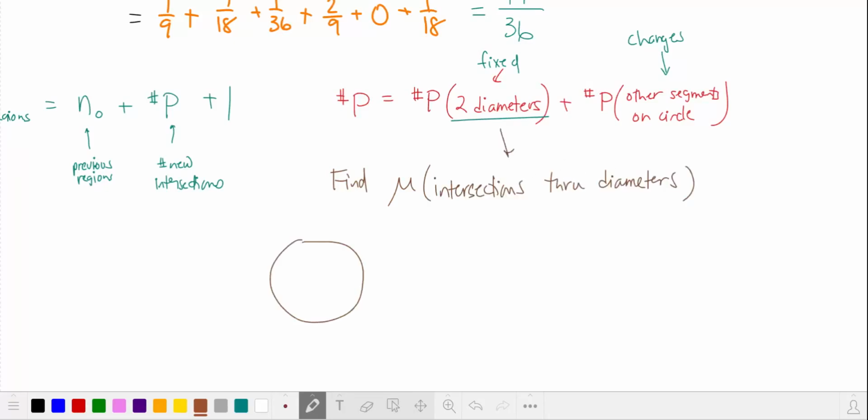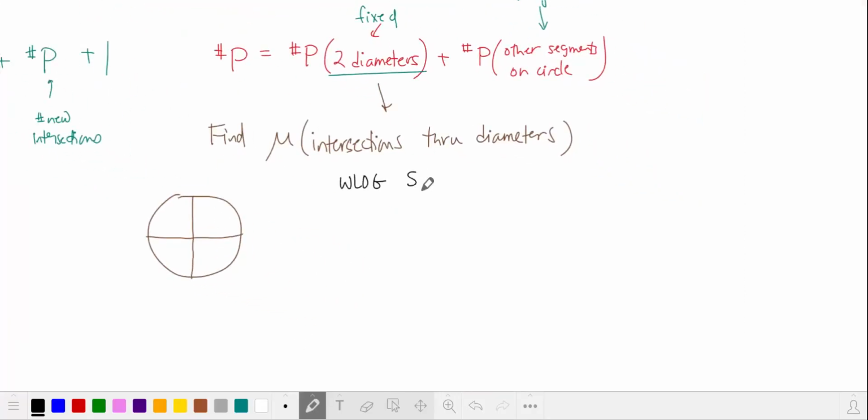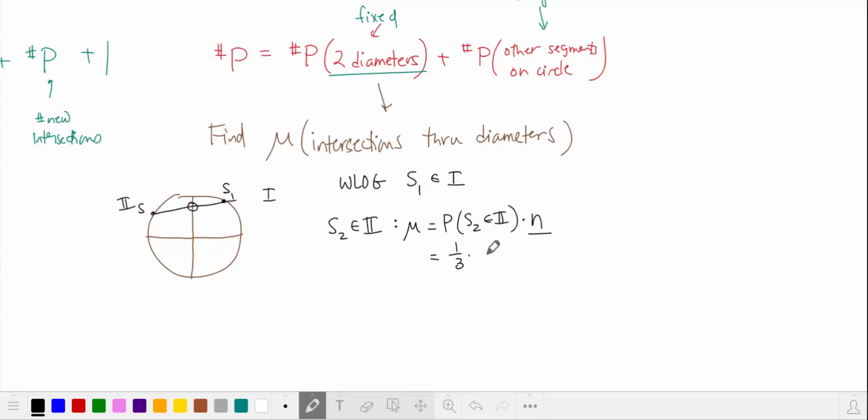These diameters are perpendicular to each other. They intersect at the center of our disk. To make this calculation, let's put our first endpoint of our new segment in quadrant 1, so somewhere here, and we'll calculate expected values depending on which quadrant S2 is. So for example, if S2 is in quadrant 2, then this expected value we calculate by calculating the probability that S2 is in quadrant 2 times the number of intersecting points. S2 appears in quadrant 2 with probability 1/3, and the number of intersecting points is 1. If S2 is in quadrant 3, this also happens with probability 1/3. The number of intersecting points is 2, so this expected value is 2/3.